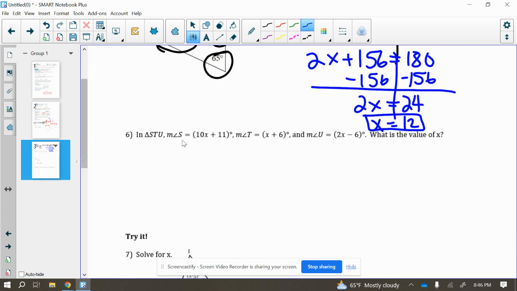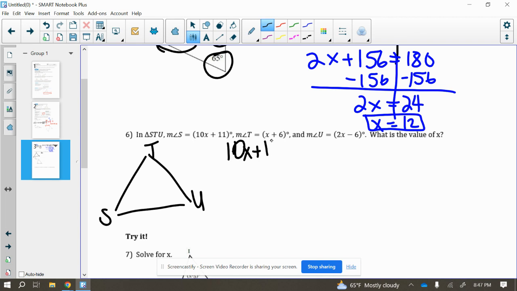Now, sometimes they are not going to give you the visual. They're telling you, though, this is a triangle, and they're giving you the 3 interior angles, S, T, and U. So whether you decide to draw a picture or not, we know that S, T, and U, those angles need to sum up to be 180 degrees. So we could take 10x plus 11 plus angle 2, which is x plus 6, plus angle 3. And again, those 3 angles need to sum up to be 180.